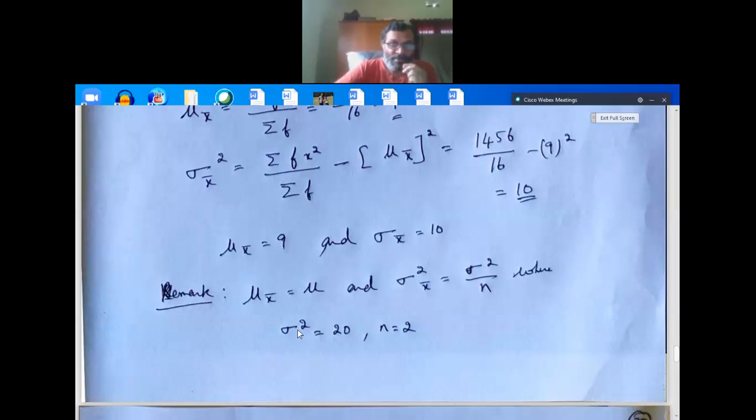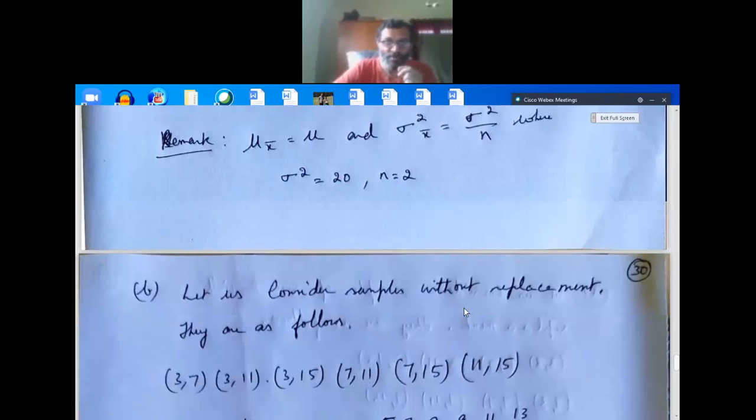Sigma squared is 20 by 2. So sigma x bar will be the square root of that. Both the values are correct. I hope it is clear, just check it. Sigma x bar squared will be 100 here. So sigma x bar will be equal to sigma squared by n actually. Anyway, this is the remark I have given, just not important.